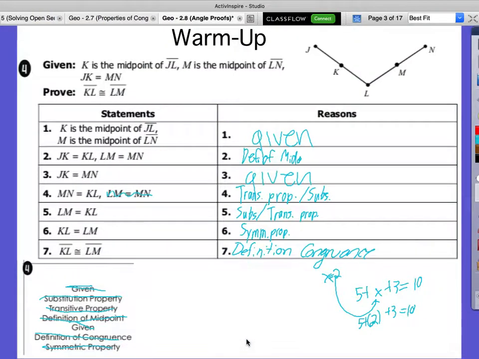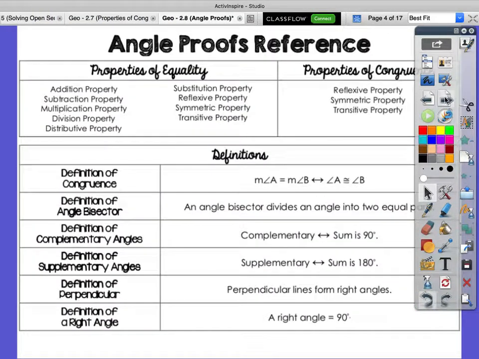Focus back up here, please and thank you. Let's flip to this page where it says angle proofs reference. Please and thank you. Flip to this page where it's saying angle proofs reference.